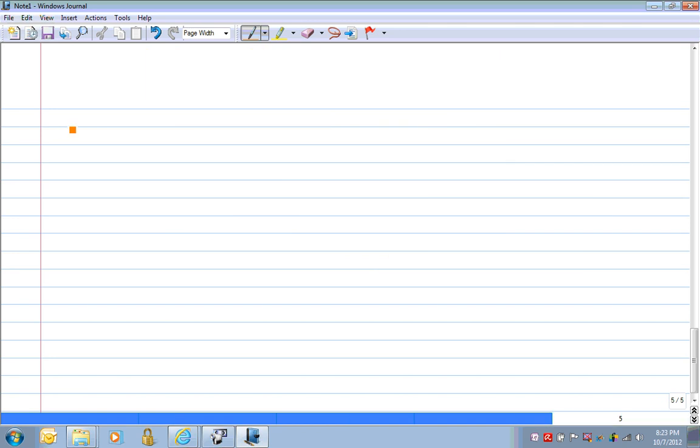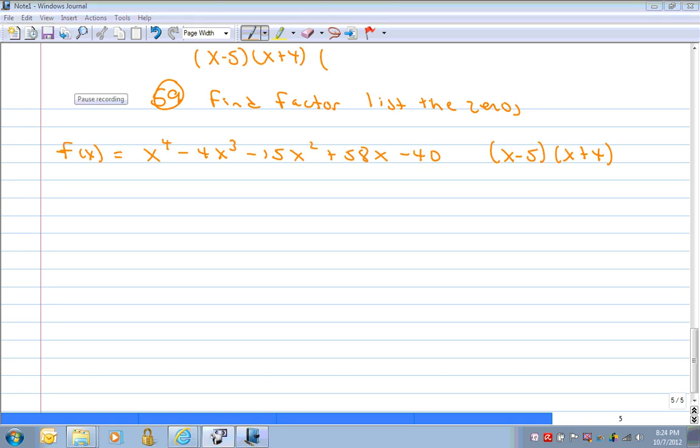Let's go to the next problem, which is problem 59. Problem 59 is asking us to find all the factors and list the zeros. So we're going to find the factors and we're going to list the zeros. They're going to give us some factors that give us a little hint, which is helpful. So our problem is here. They give us two factors, x minus 5 and x plus 4. I've written those at the top up here because those are part of our total factorization, and I want to have all our factors in there.